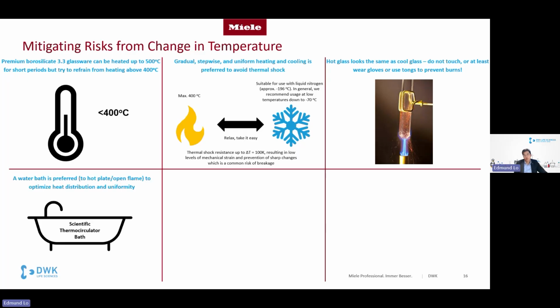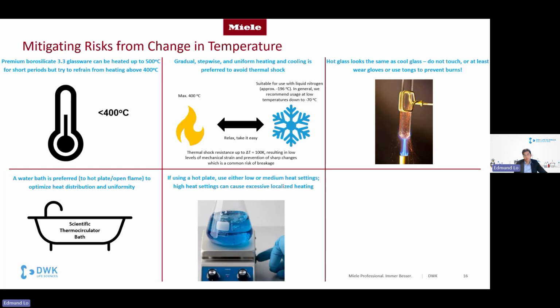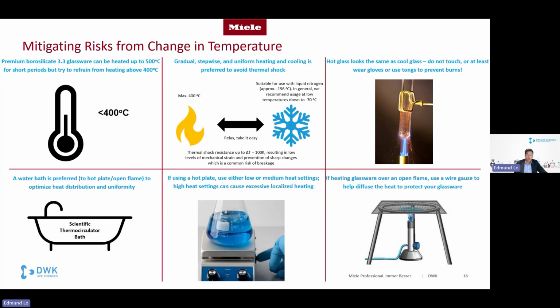Always use a water bath for even heat distribution if possible. If using a hot plate, start on the low setting or medium heat setting to avoid excess localized heating. So this is the same principle as we said before in terms of applying a gradual, stepwise and uniform temperature change. Last but not least, a lot of schools, especially in the UK, are still quite adamant on using a Bunsen burner for their experiments, mostly for cost reasons, in which case try to recommend against that, or at the very least, use a wire gauze to help diffuse the heat.